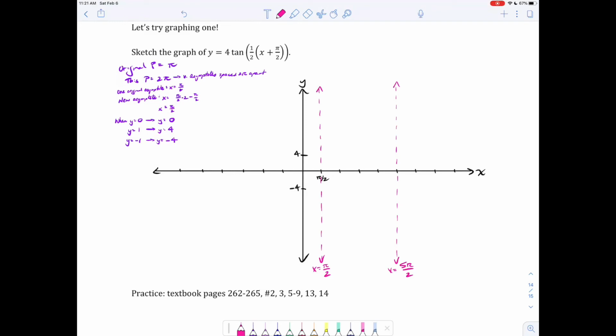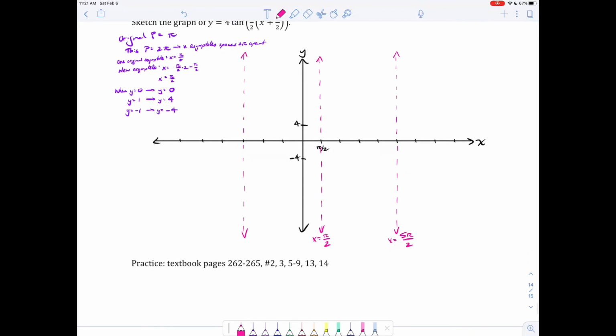1, 2, 3, 4. Have one come out there. What is this? It's 3 pi over 2. Neat. So I've got my asymptotes. Asymptotes are taken care of.